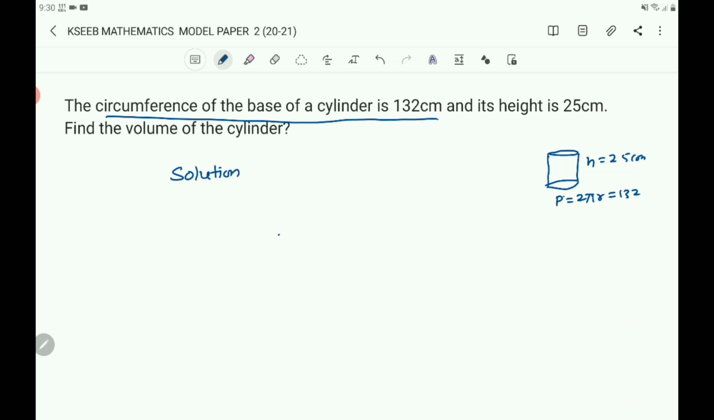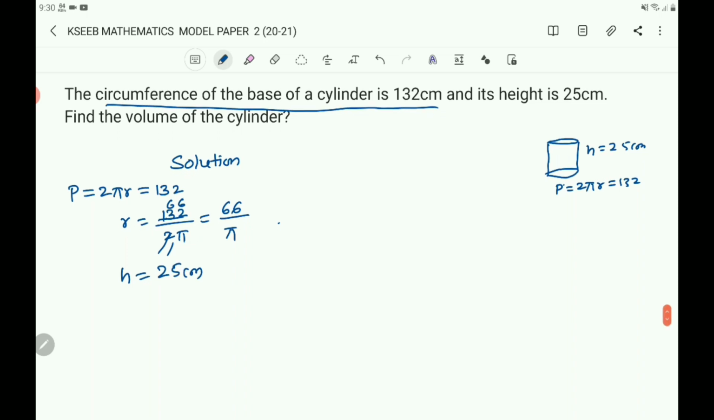So you write the solution. What is given? P, that is the perimeter or circumference. P equals 2 pi r equals 132. Then r equals 132 by 2 pi, and you can have 2 ones are 2, 2 sixes are 12, you will get 66 by pi. r equals 66 by pi, and h is given, h equals 25 centimeter.